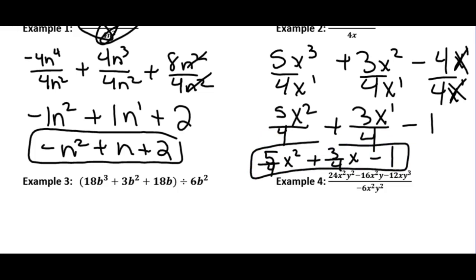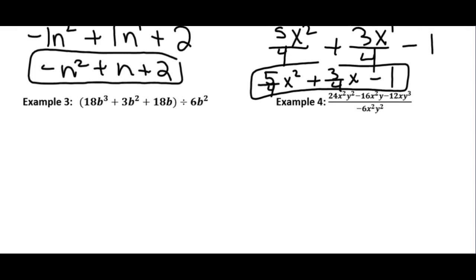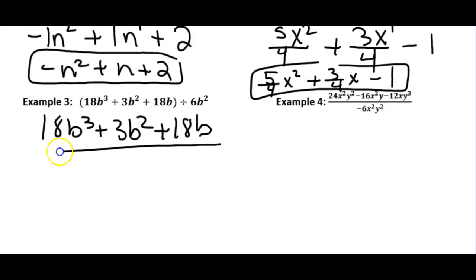All right, number 3, written a little bit differently, but it's the same thing. I'm still taking what's in the parentheses and dividing it by the denominator. And then I want to write it into separate little problems.